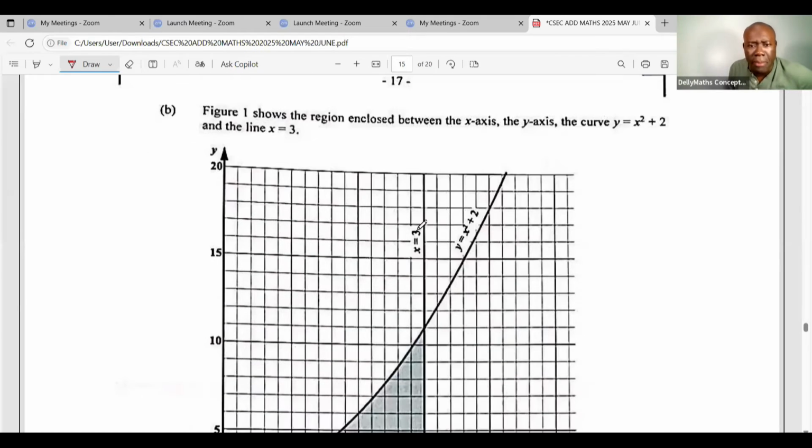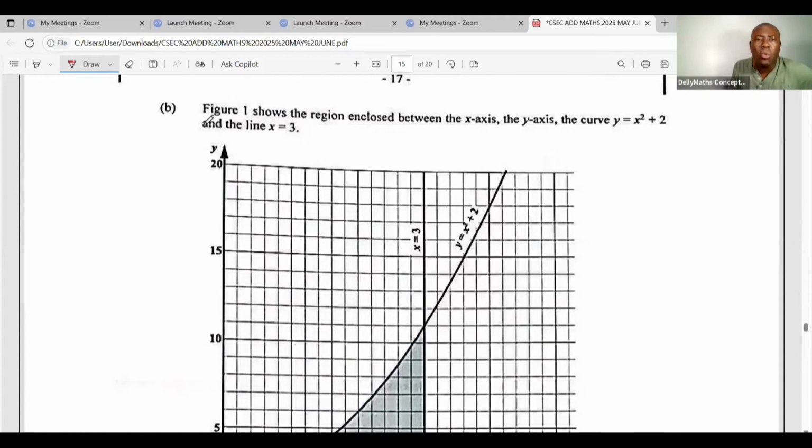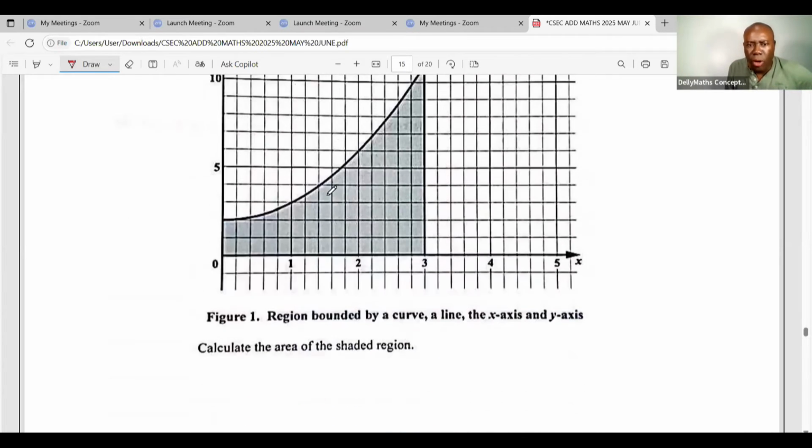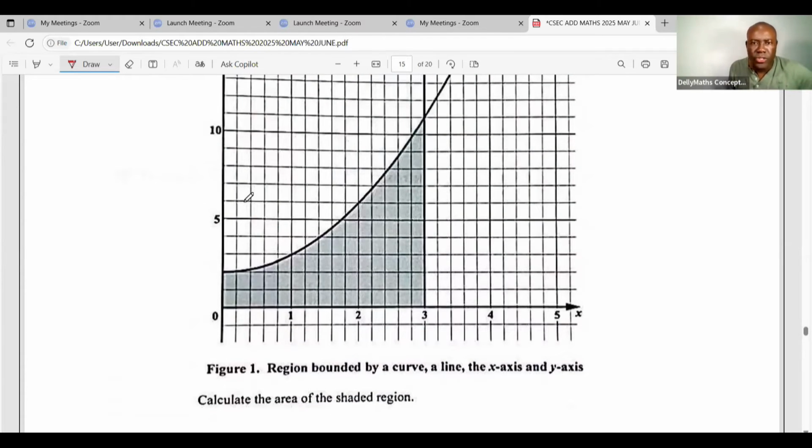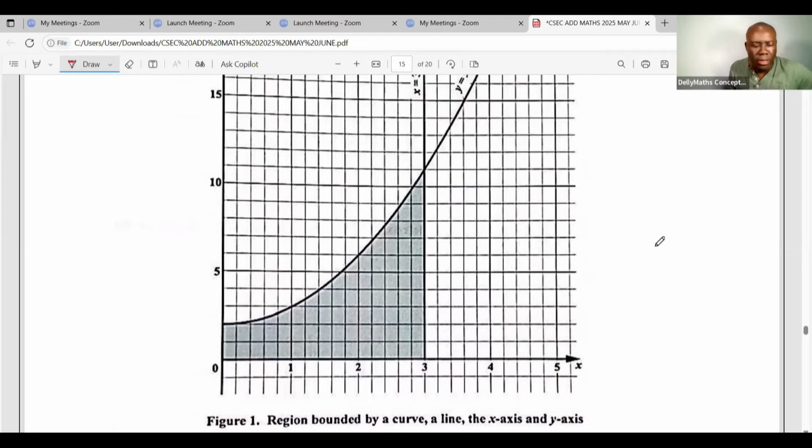This is the one that I skipped to by mistake. So we have figure one. Figure one shows the region enclosed between the x-axis, the y-axis, the curve y equals x squared plus 3, and the line where x is equal to 3. All right, so we want to find the region bounded, which is that shaded region right here. The limits that we have are 0 to 3. We're moving from 0 to 3, and we want to find all of this area. Integration deals with area. So what we're going to do is take the integral of this curve from 0 to 3.